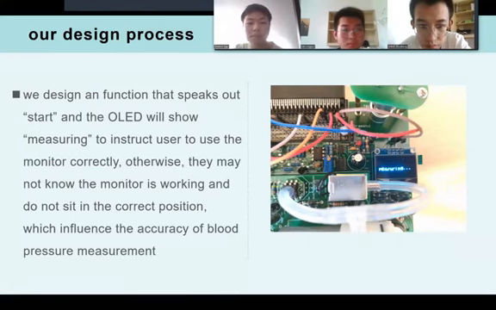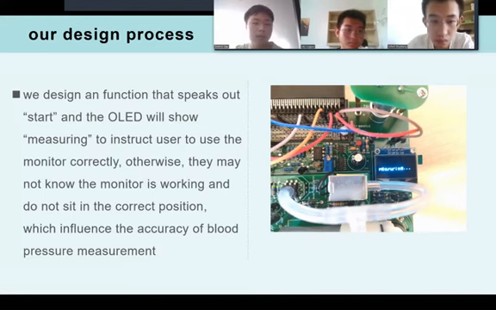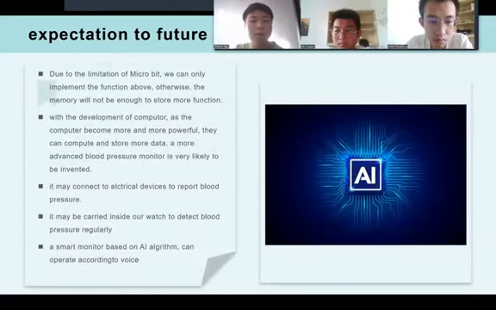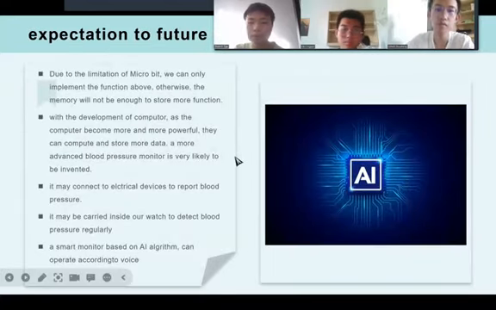So we design a function that uses a speaker to speak out the word "start" when the blood pressure monitor starts, and we also show the status of the monitor. When the monitor is operating and measuring, we print the word "measuring" on the OLED to indicate that it is working. And please be prepared, sit well and in the correct position so that the measurement will be accurate. So let's welcome Deng Zhaohen to explain some expectations for the future.